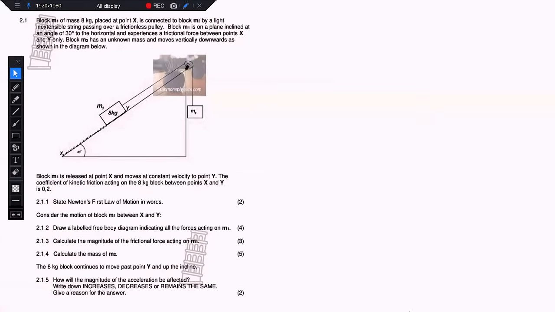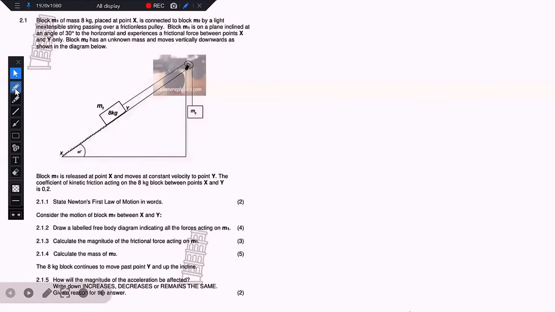Okay, so we have question 2, and we know it's Newton's second law of motion. It says 2.1 block M1 of mass 8 kg placed at point X is connected to block M2 by a light inextensible string passing over a frictionless pulley. Block M1 is on a plane inclined at an angle of 30 degrees to the horizontal and experiences a frictional force between points X and Y only. Block M2 has an unknown mass and moves vertically downwards as shown in the diagram below.